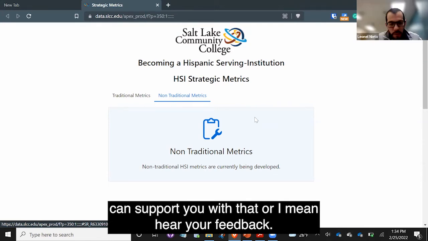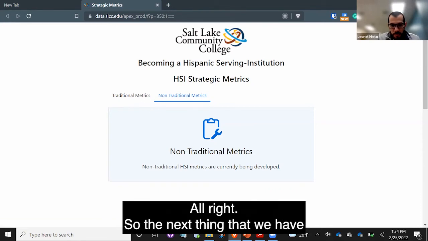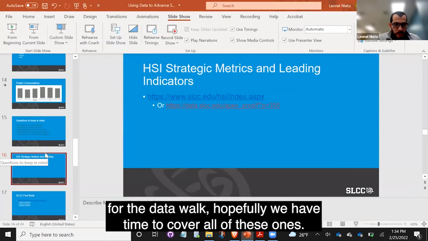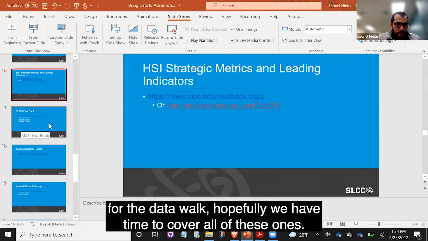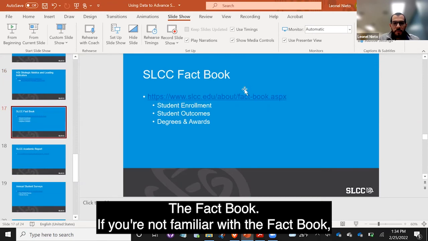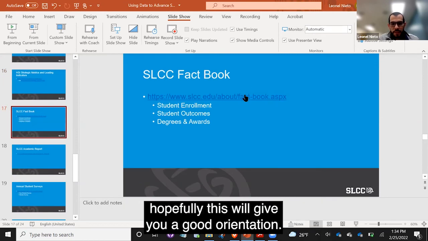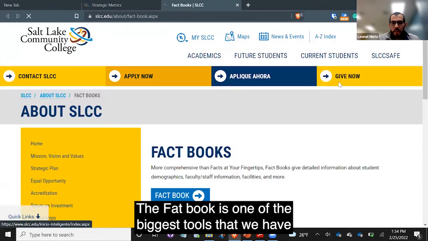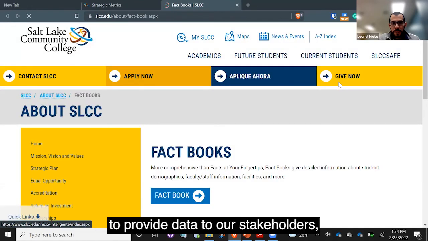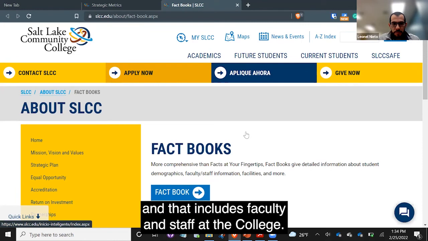Or hear your feedback. All right, so the next thing that we have for the data walk, hopefully we have time to cover all of these ones. The Factbook. If you're not familiar with the Factbook, hopefully this will give you a good orientation. The Factbook is one of the biggest tools that we have to provide data to our stakeholders, and that includes faculty and staff at the college.